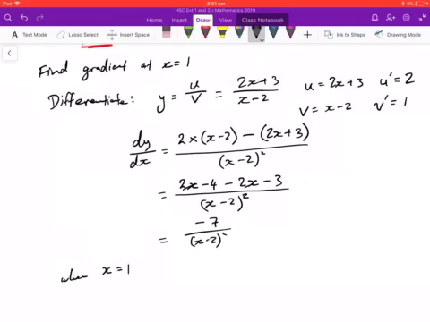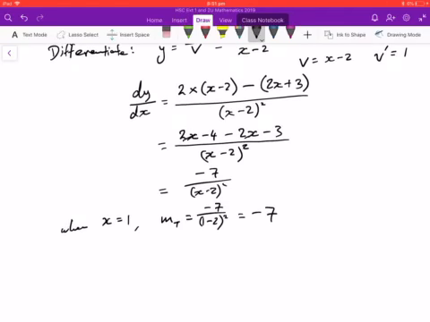So when x is equal to 1, I'm going to call this m of tangent, equals minus 7 over 1 minus 2 all squared. Now that's just going to be equal to minus 7. So therefore the gradient of the normal is equal to 1 on 7, the negative reciprocal of negative 7.